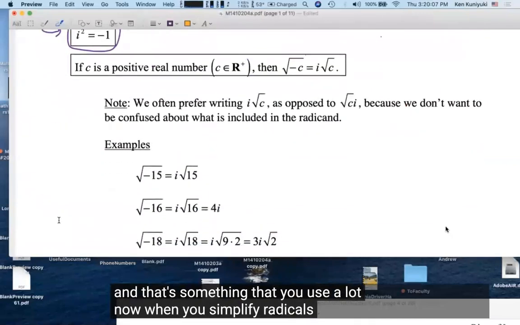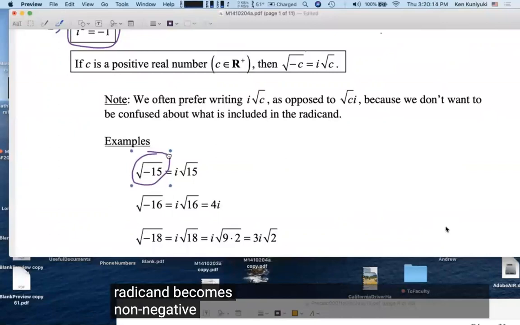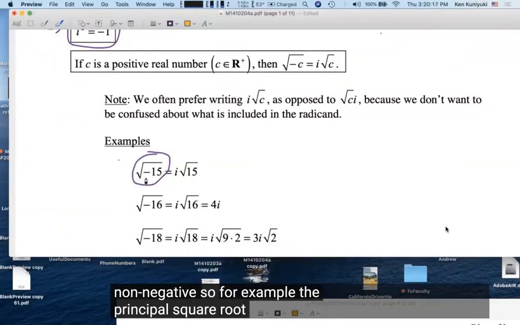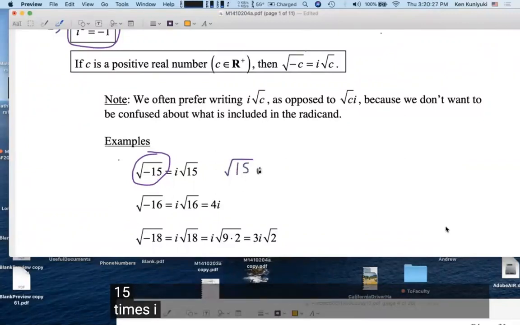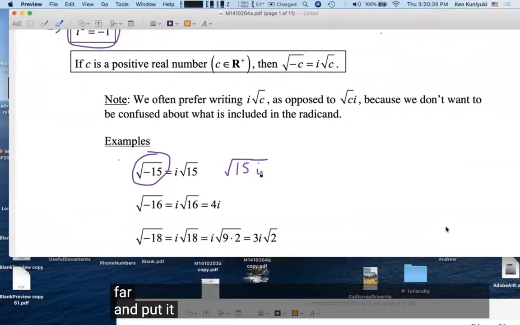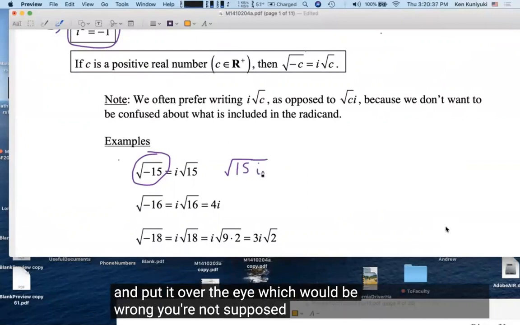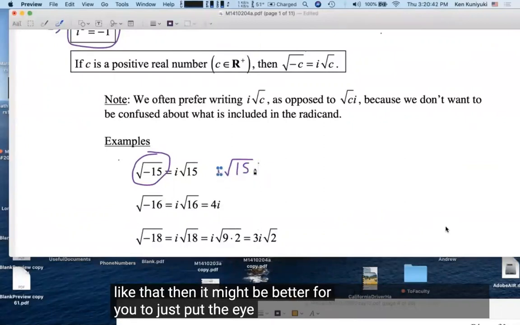Now, when you simplify radicals, such as these, you need to make sure that the new radicand becomes non-negative. So, for example, the principal square root of -15 is written as i root 15. If you want, you could write this as root 15 times i, but what's the danger? A lot of students extend the radical too far and put it over the i, which would be wrong. You're not supposed to do that. So if you're afraid of doing something like that, then it might be better for you to just put the i out in front.